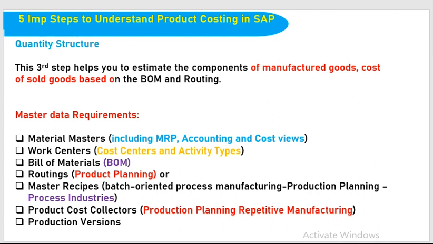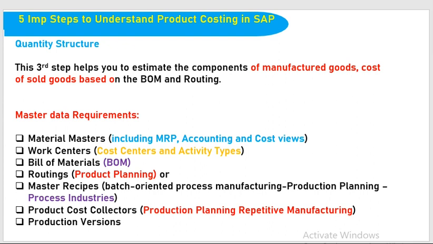This BOM and routing are completely master data in the PP module. BOM means bill of materials, and routing. These are the 2 important areas in the PP module. So the CO module is integrated with the PP module for data flow. In order to estimate the components of manufactured goods or cost of goods sold based on the BOM and routing, these 2 areas will be helpful to calculate the standard costing in the SAP CO module.